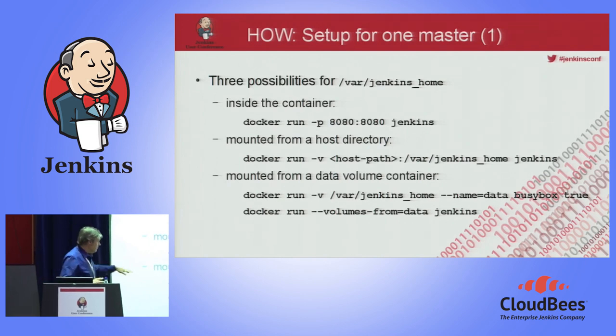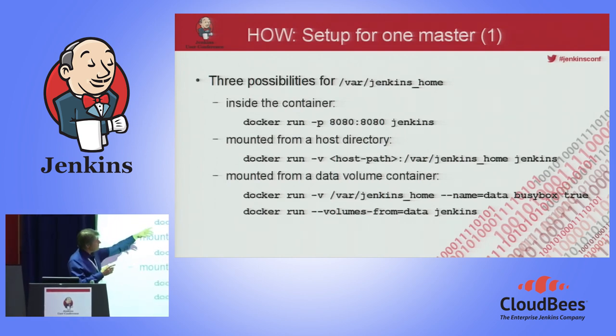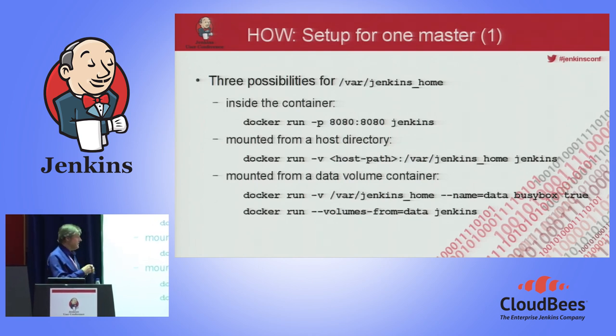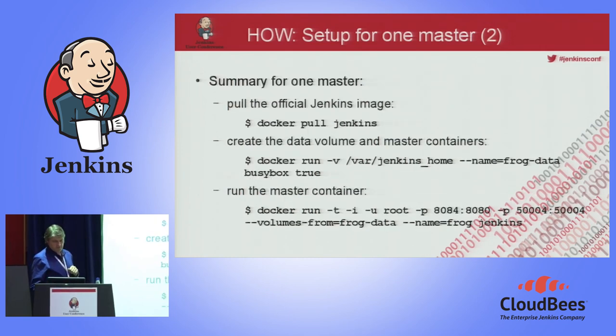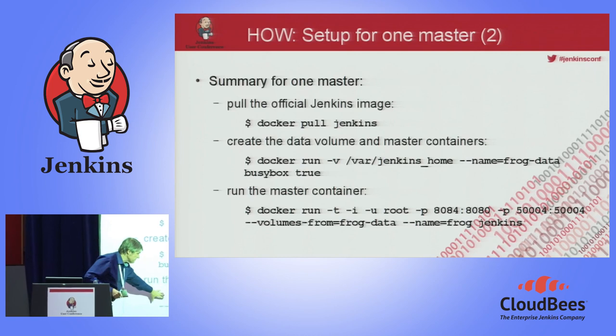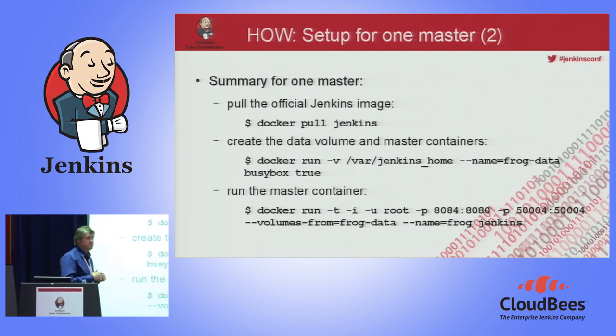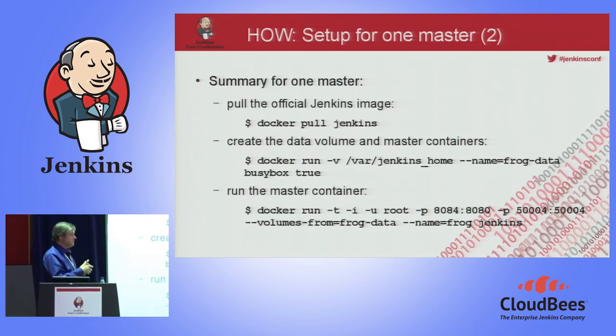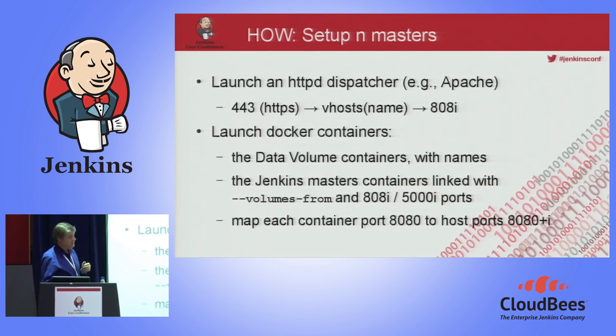So it's an almost empty container that's going to contain all the data from Jenkins, and it's going to grow. And then you bind them together with --volumes-from the name of the data container. So to summarize, you pull the image, you create the data container, BusyBox, you create the service, official Jenkins image, and you bind them together. And you have something, yes.